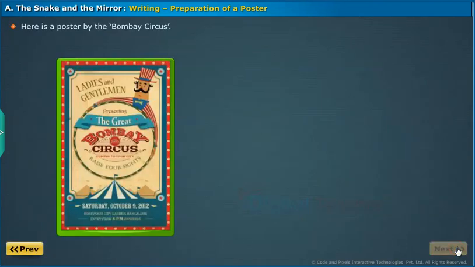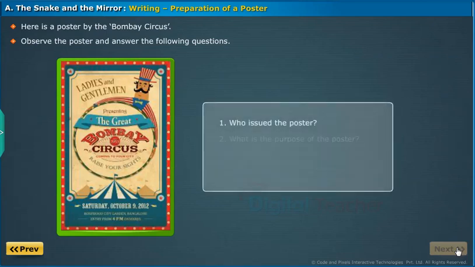Here is a poster by the Bombay Circus. Observe the poster and answer the following questions. Take up the following activity.